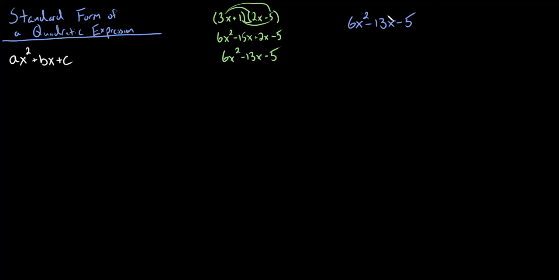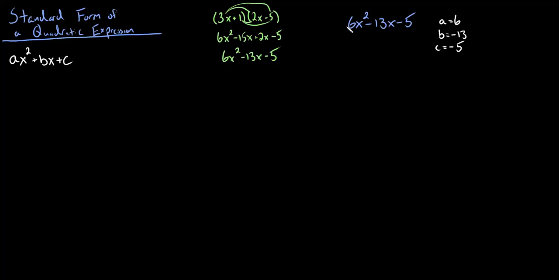So in this particular case, a is always your leading coefficient. It's the coefficient on x squared. So in this case, a is 6. B is always the coefficient on your linear term, so the one that's just on x. So in this case, that is negative 13. And c is always your constant, the one with no variable, that's negative 5, okay?